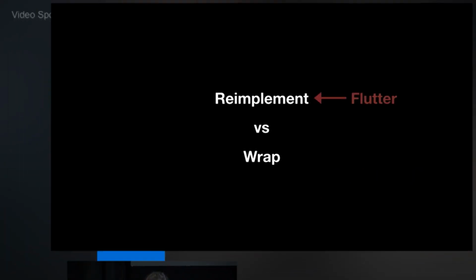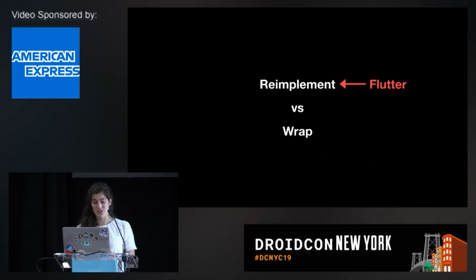Now, we talked about re-implementing versus wrapping UIs earlier. React Native went with the wrap approach with the translators and the bridge around those native views. Flutter takes the opposite approach, which goes with full re-implementation.